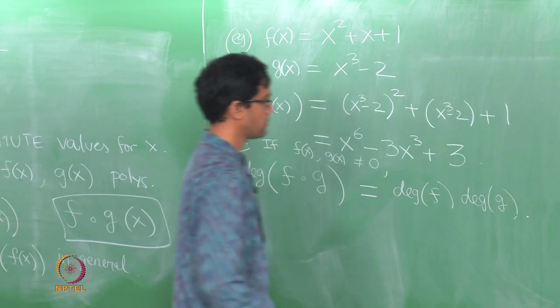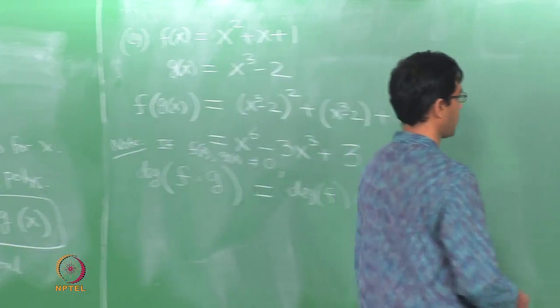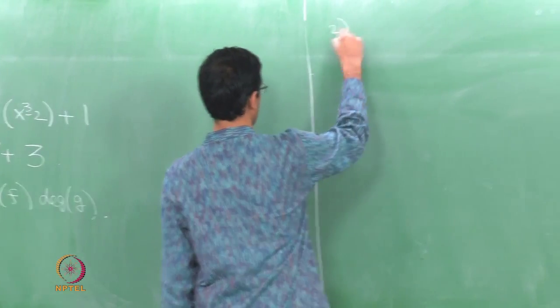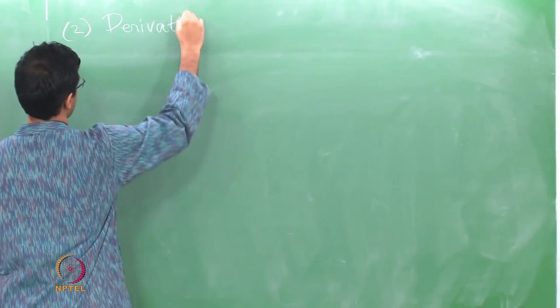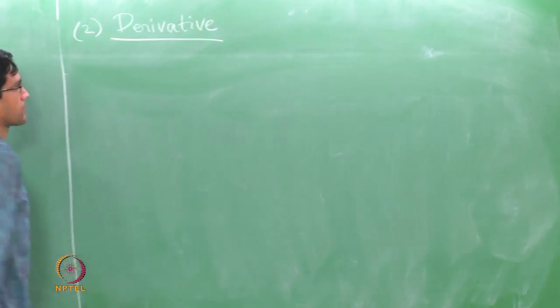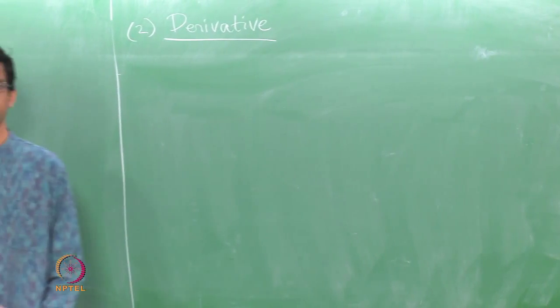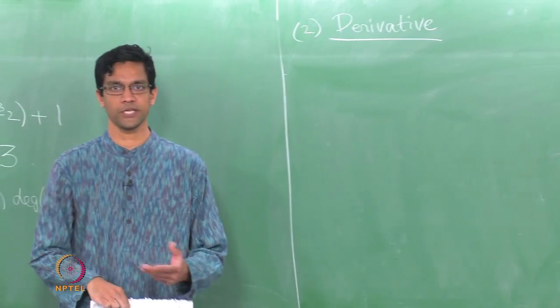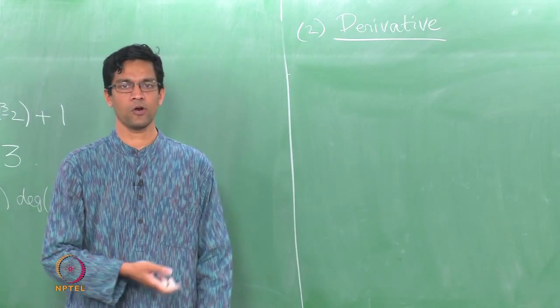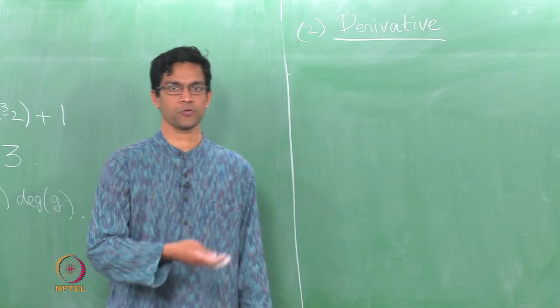Now, so I talked about composition, it is one operation on polynomials. Here is a second operation, that of derivative. Okay, so again it is the same notion of derivative that you have probably seen in calculus, except on polynomials it can sort of be defined much more simply.